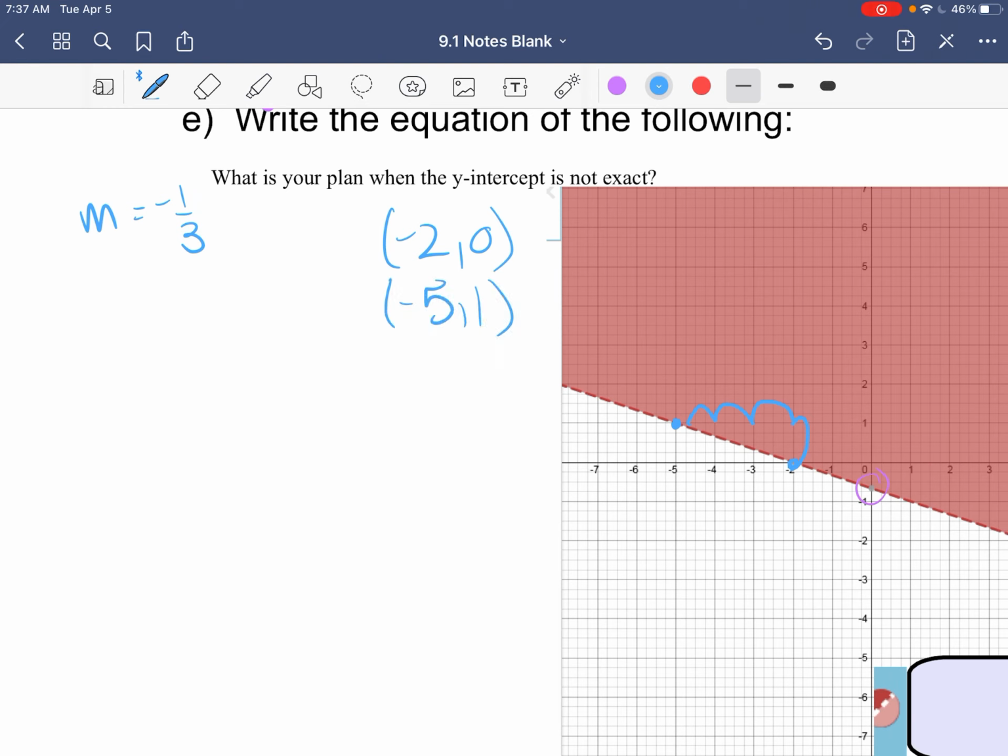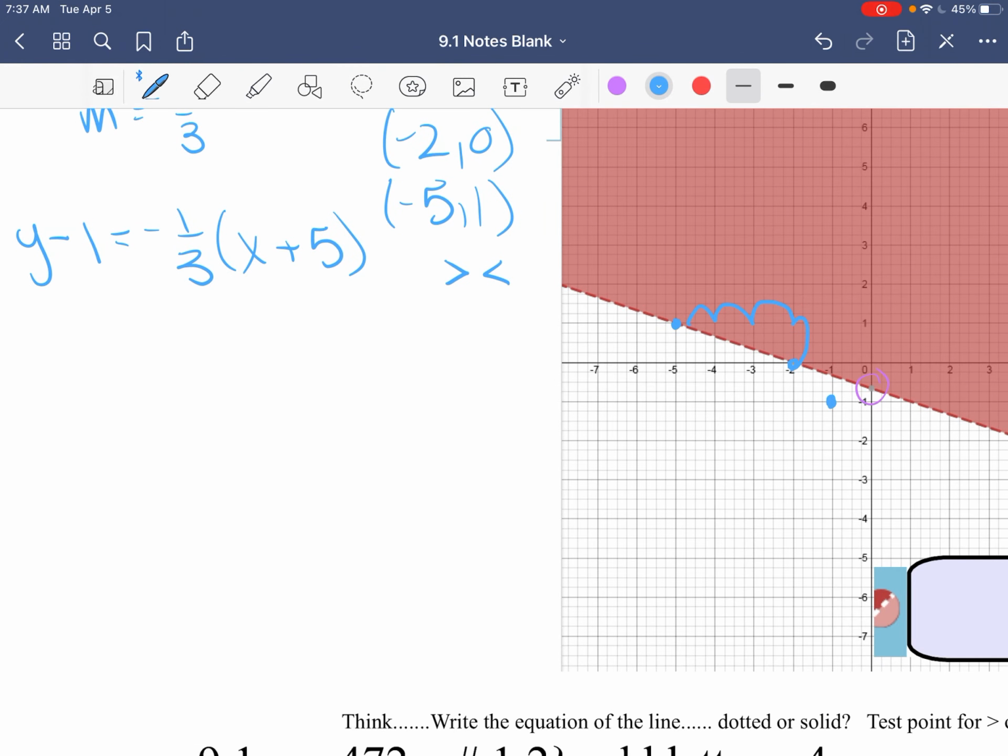Again, you could pick -5, 1. Let's do that one just for fun. So y minus 1 equals -1/3 x, we would do subtract -5, but that is the same as add 5. Now that we've got our equation of our line, we know it is a dotted line, so it's going to be a greater than or less than, not an equal to. And we're going to pick a test point. Just to change it up, I'm going to pick -1, -1. And this one should be false because it is not on the shaded side.